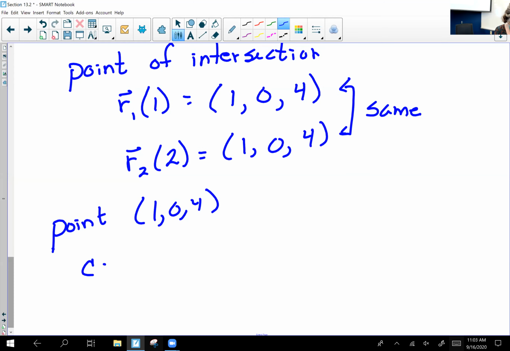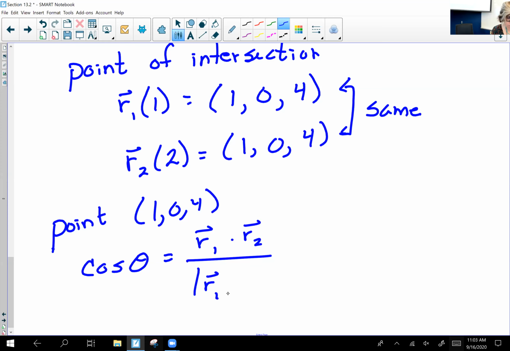Now if you remember back when we were doing dot products, we were able to find the angle between two vectors using the dot product, weren't we?